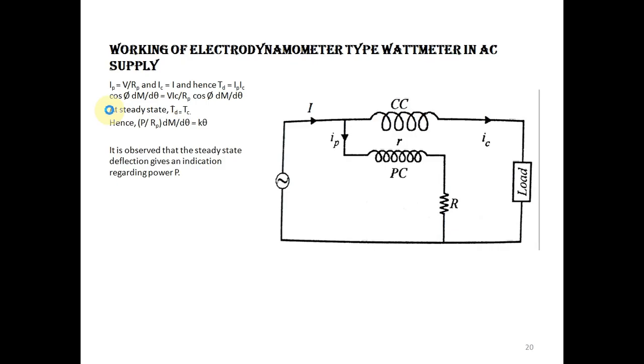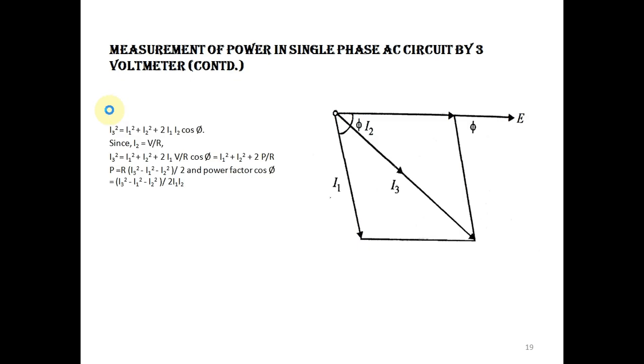Okay, so our discussion was confined with power measurement using three voltmeter and ammeter. Now, as I told in the last video, our discussion will be confined with electrodynamometer type wattmeter and induction type wattmeter and a few special constructions of them in AC measurement, of course.